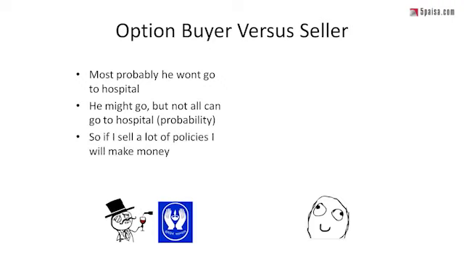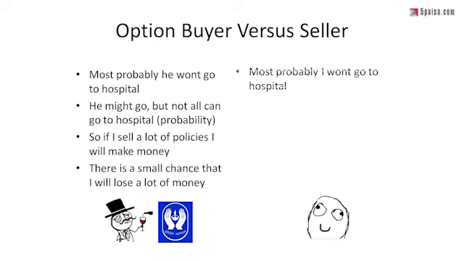So if LIC sells a lot of policies, over all of them LIC will make money. There is a small chance that LIC will lose a lot of money, but then who cares? There's a small chance. What are you as an option buyer doing here? You're thinking, most probably I won't go to the hospital. That even you know, right? Most probably nothing is going to happen because of smoking.